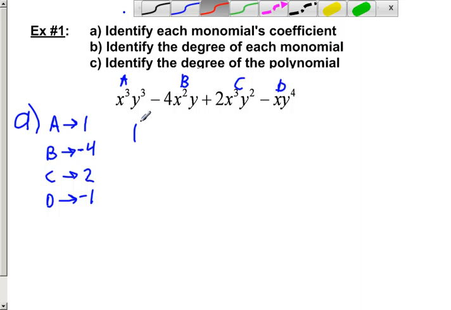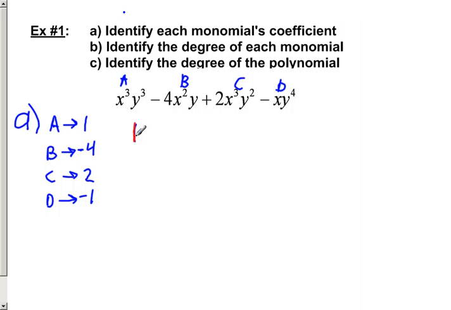For part B, I'll try to redo this again. There we go. Oh, look at that. That is nifty. All right, for part B, it says identify the degree of each monomial. Remember, the degree of each monomial is the sum of all of the variables' degrees within the monomial. Basically, you're adding all of the exponents of the variables together.